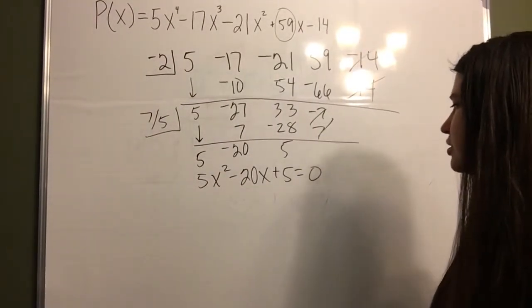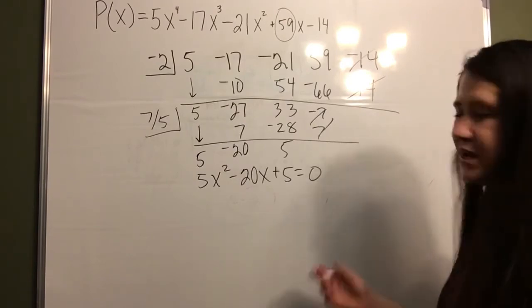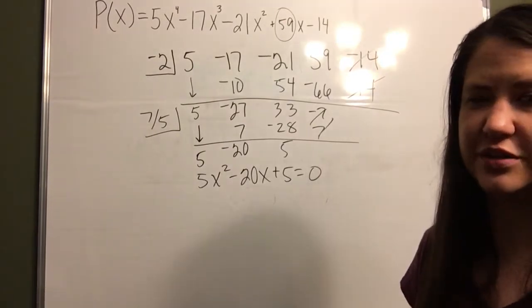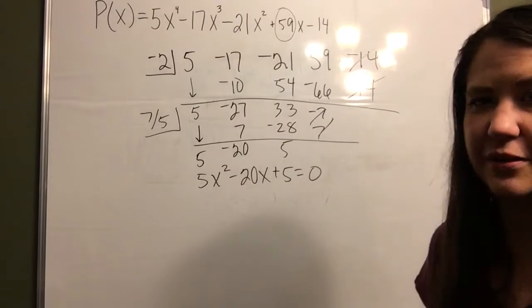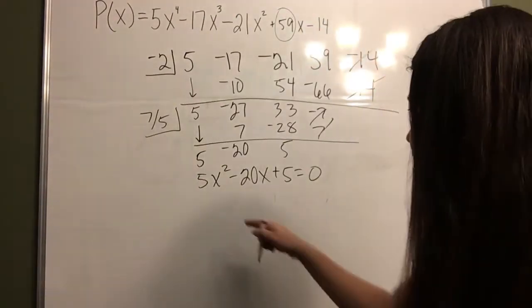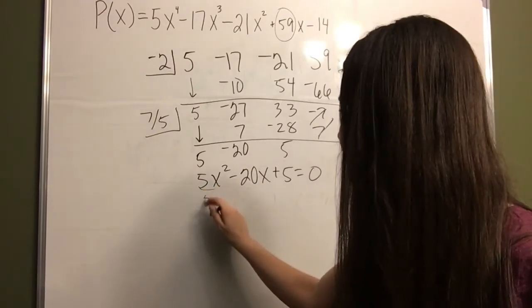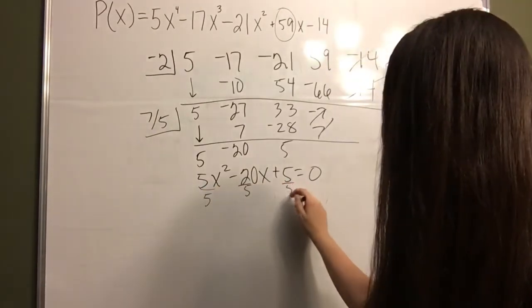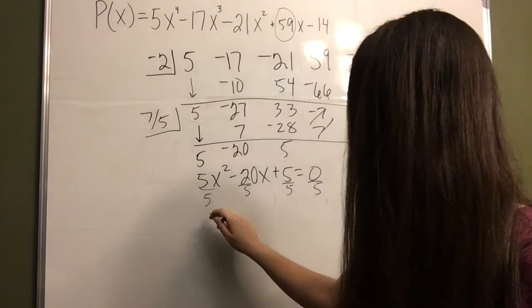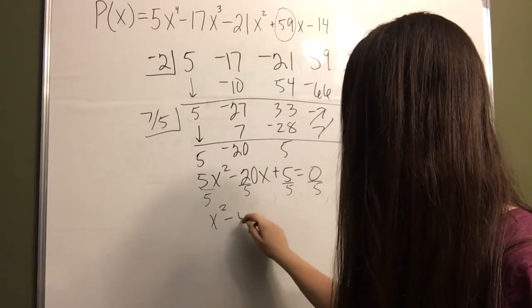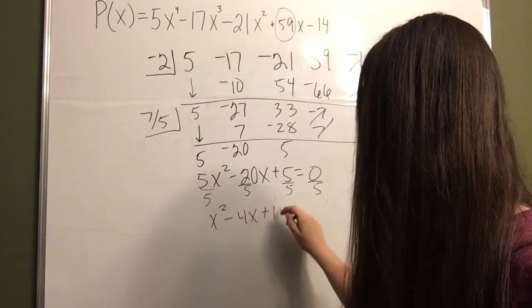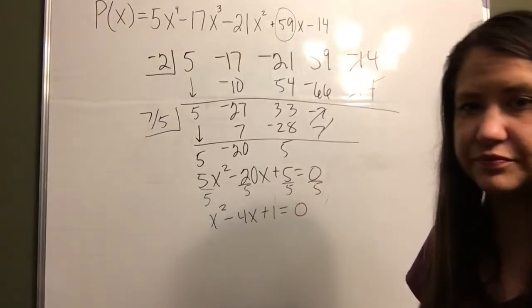If you want to, you could try to see if it factors, right? That's usually what I do. I try to see, could it maybe factor? So we're gonna go ahead and try that. Actually, all these numbers are divisible by 5, so I can divide across by 5, and you get x squared minus 4x plus 1 is equal to 0.